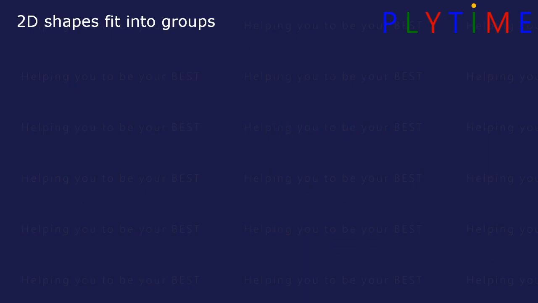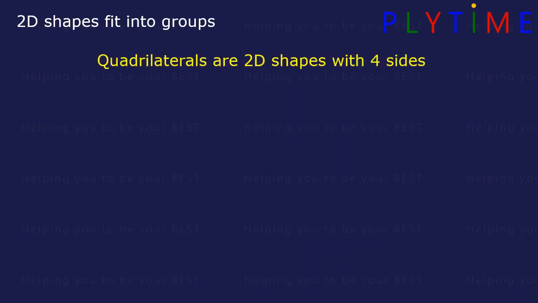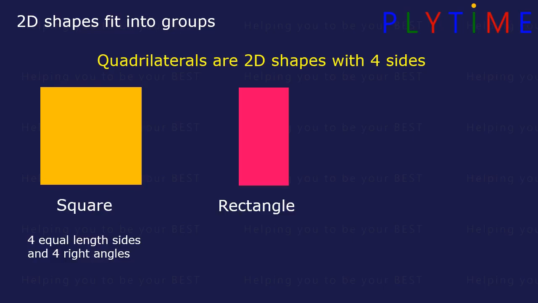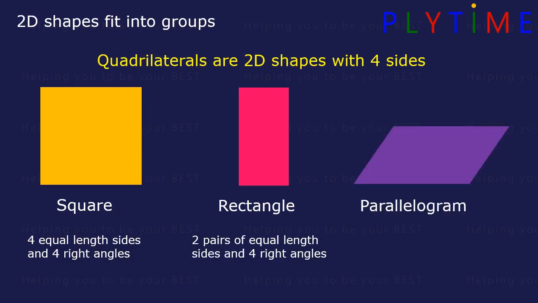2D shapes fit into groups. Quadrilaterals are 2D shapes with 4 sides. A square, it has 4 equal length sides and 4 right angles. A rectangle, it has 2 pairs of equal length sides and 4 right angles. A parallelogram, this has 2 pairs of equal length parallel sides.